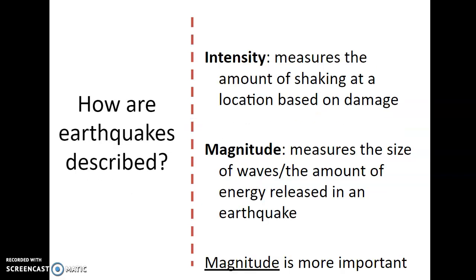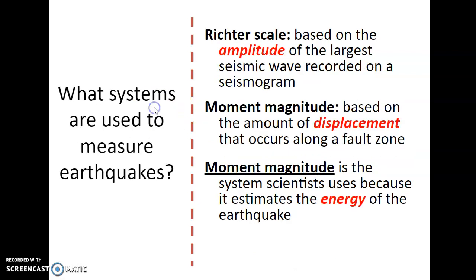So how do we describe earthquakes? We describe them in two ways: intensity and magnitude. Intensity measures the amount of shaking at a location based on the damage, whereas magnitude measures the size of the waves and the amount of energy that is released in the earthquake. Although we describe earthquakes in two ways, magnitude is more relevant to how earthquakes are described.